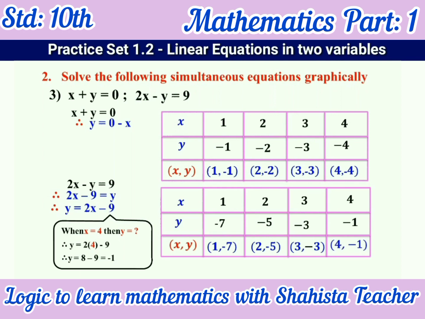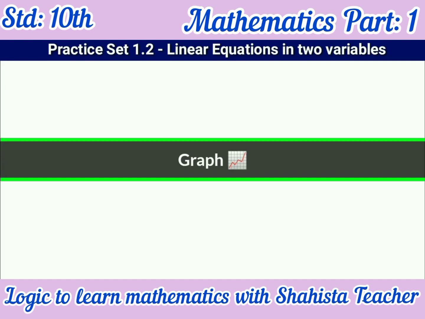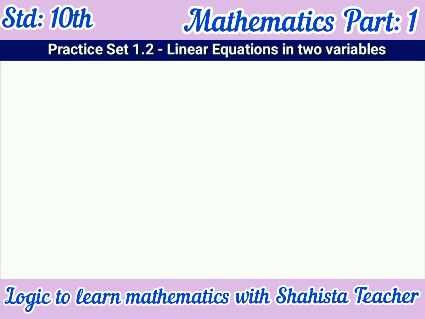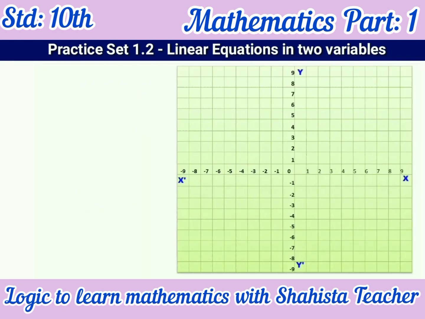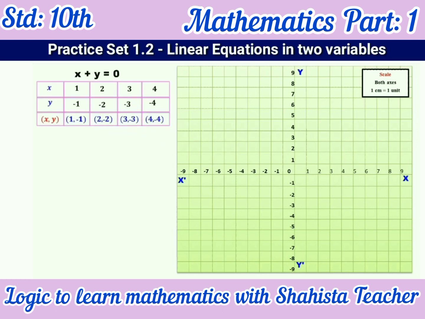Now we have two tables here. Now we are going to represent these x and y values on this graph paper. First we have to draw the y-axis and x-axis. Left hand side is negative, right hand side is positive. Similarly upper side is positive, downward side is negative. Scale both axes: 1 centimeter is equal to 1 unit.